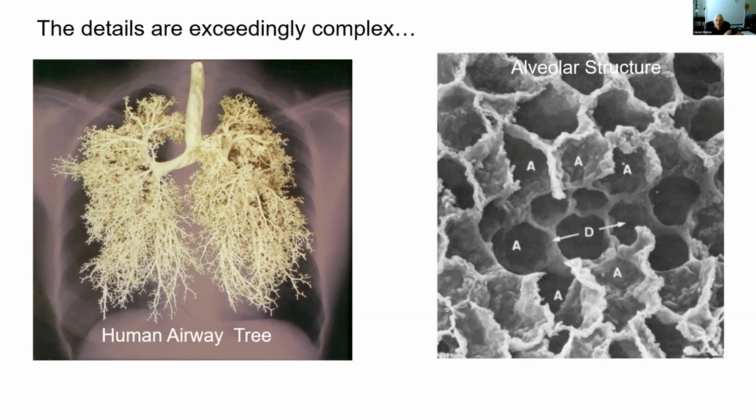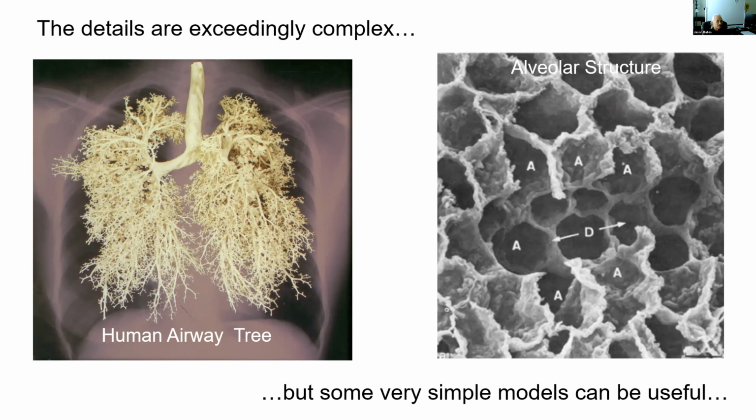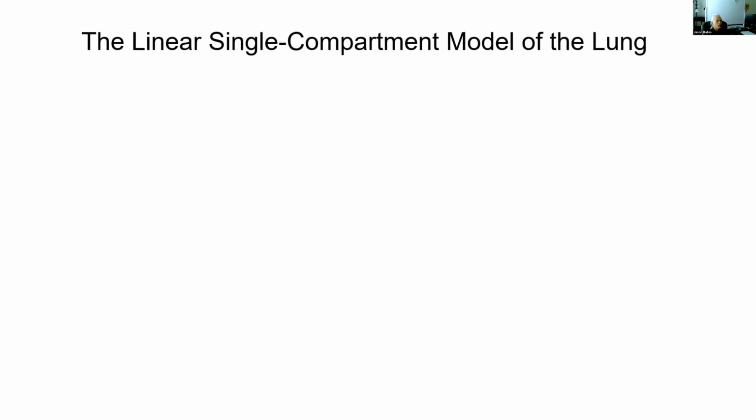And to do system identification on this, and I'm talking today about the mechanical properties, we need to have some kind of model of this structure. And system identification models always have to be simple. They have to be characterized by small numbers of parameters, because otherwise you're never going to be able to uniquely identify those parameters from any given data set for all practical purposes, no matter how accurate it is. Still, some very simple models can be useful.